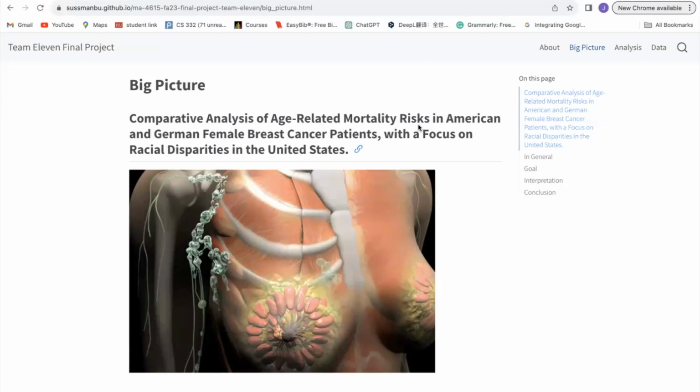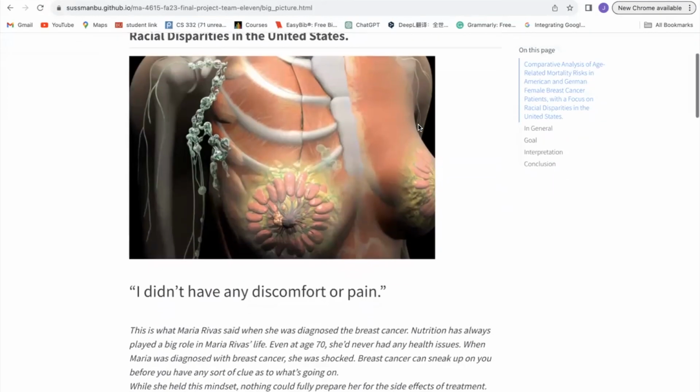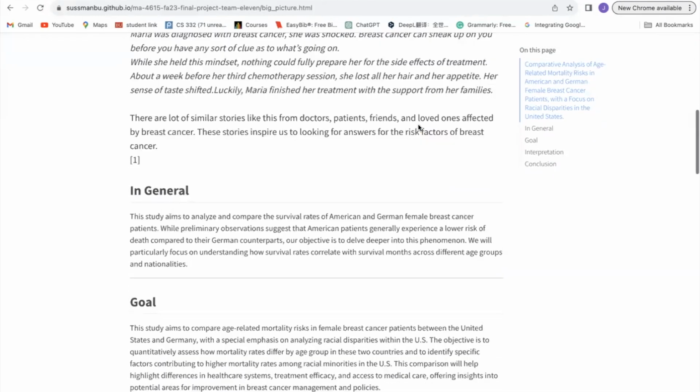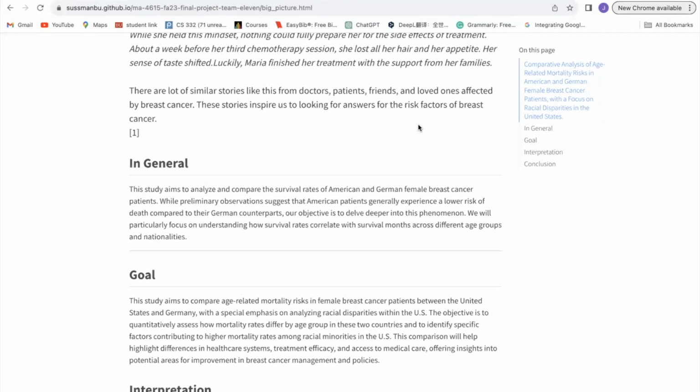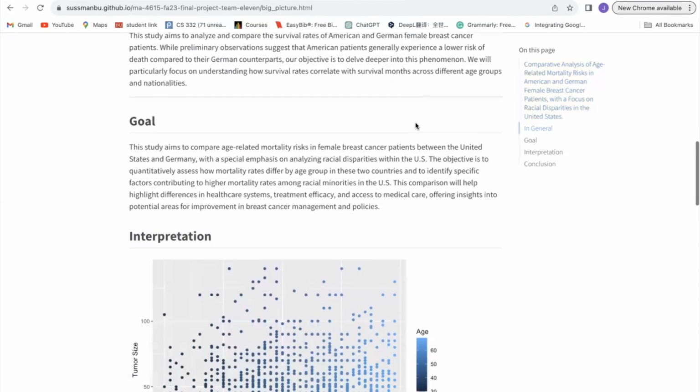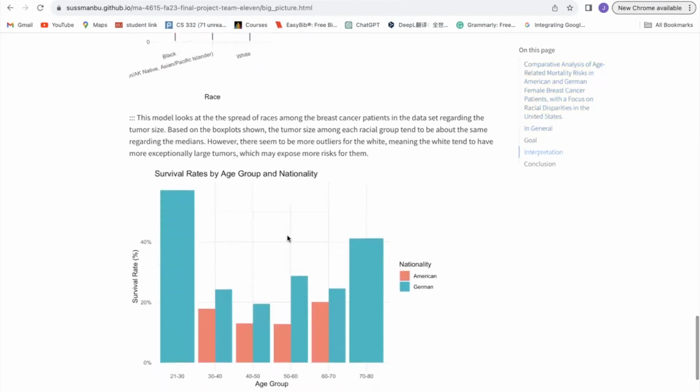Hi everyone, we are Team 11 and we want to introduce our comparative analysis of age-related mortality risk in American and German female breast cancer patients. In general, our study aims to analyze and compare the survival rates of American and German female breast cancer patients, while preliminary observations suggest that American patients generally experience a lower risk of death compared to their German counterparts. Our objective is to delve deeper into this phenomenon.